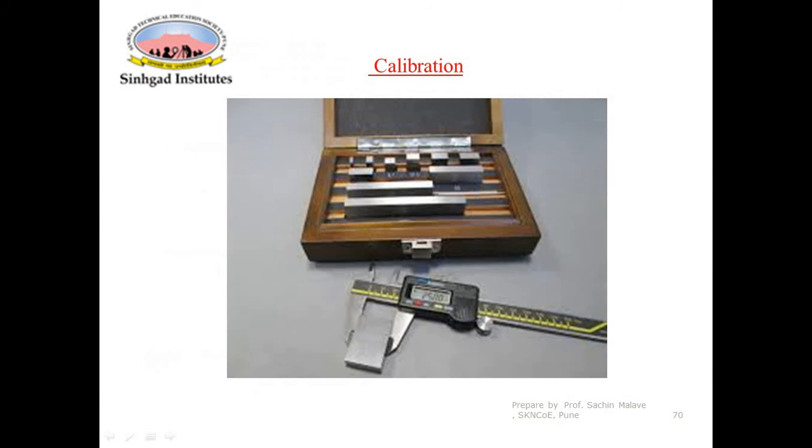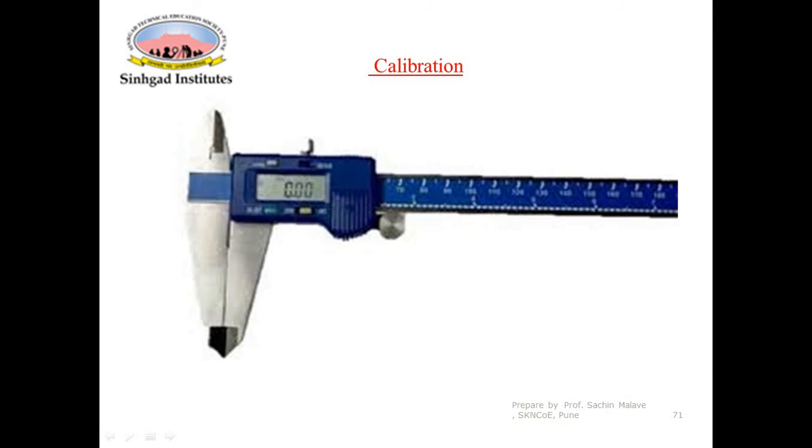So as I told you, these two jaws are to be brought close to one another. There should be 0 gap, and when this gap is 0, the display here also has to be 0. If this is seen, it means there is no zero error in your instrument. This is as far as the digital instrument is concerned. But what about the analog?